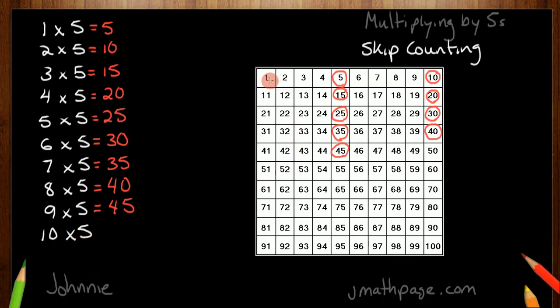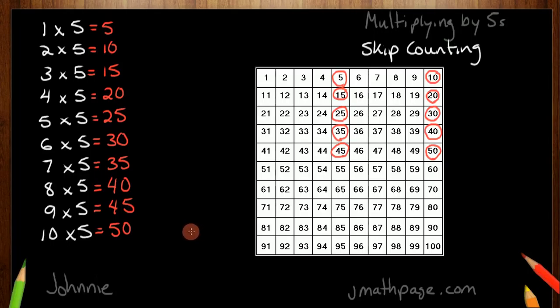Let's see what we have. 1, 2, 3, 4, 5, 6, 7, 8, 9. To add on again. 1, 2, 3, 4, 5. Takes us to 50. You probably already knew that. So let's look over here. 10 times 5, or 5 skip counted 10 times, takes us to 50.